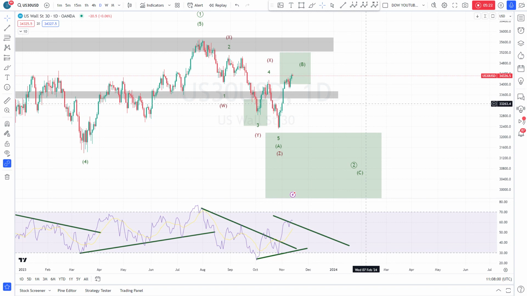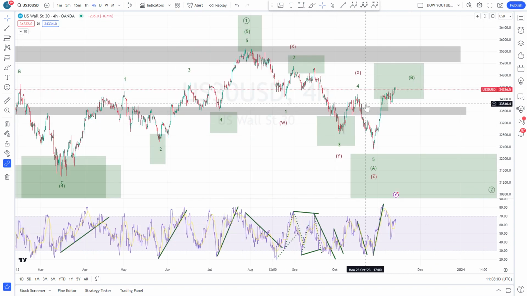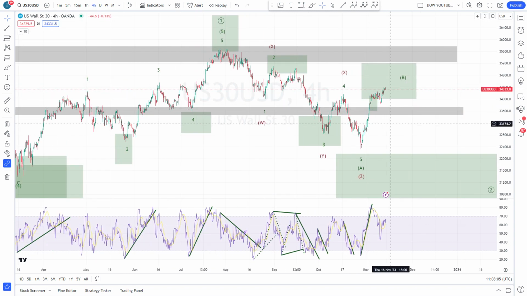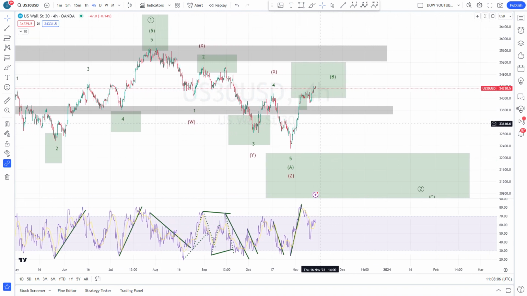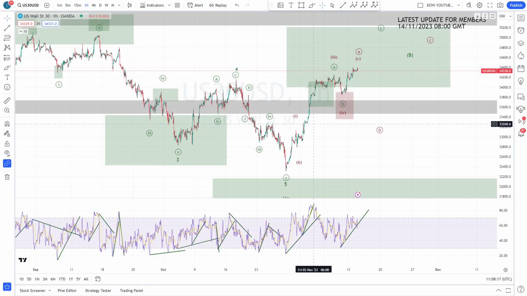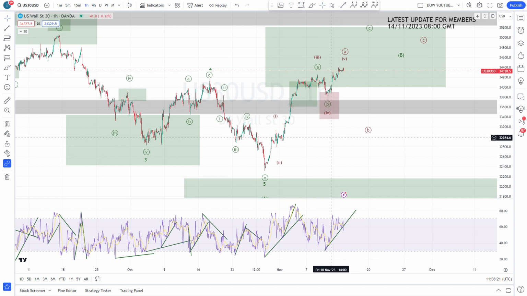That's also a possibility. Now, if we look at the lower time frame in the 4 hour, we cannot really see much compared to the daily, but I believe we can have a look here at the 1 hour.